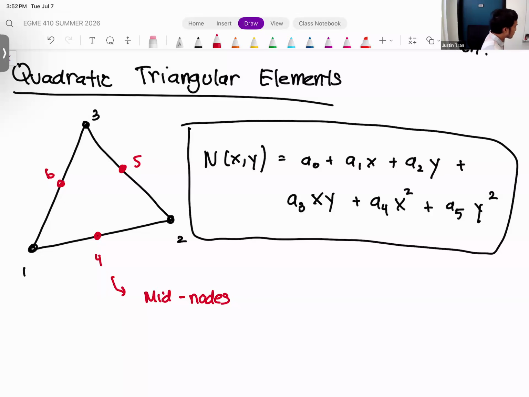So you can see there's a bit more work to do with the quadratic element, but we have these additional nodes there as well. Now, mid nodes are a bit different in that, unlike the corner nodes, they're not used to determine the shape of the element. They're really just additional nodes that we add just to increase our shape function.